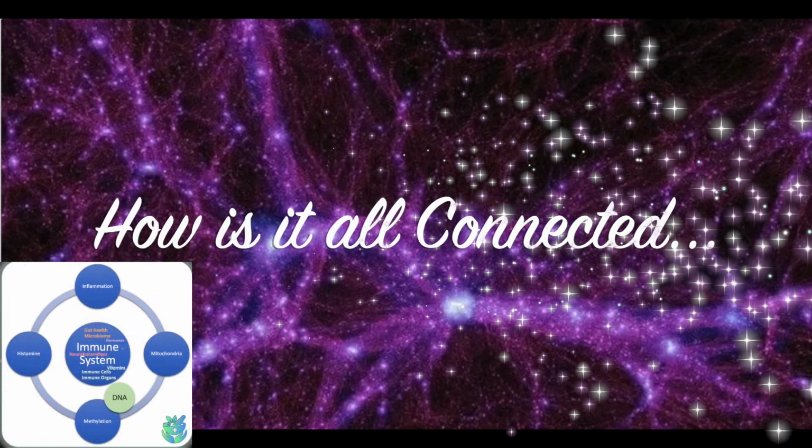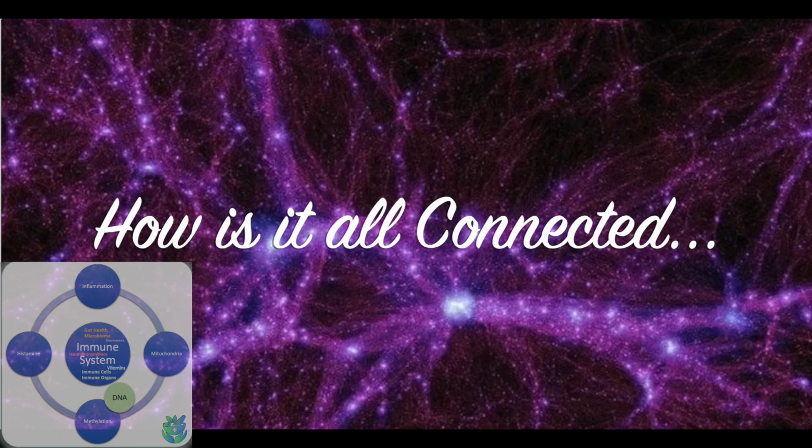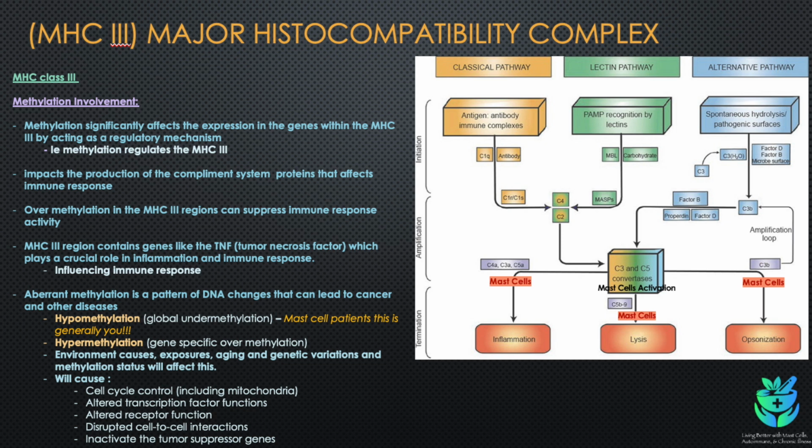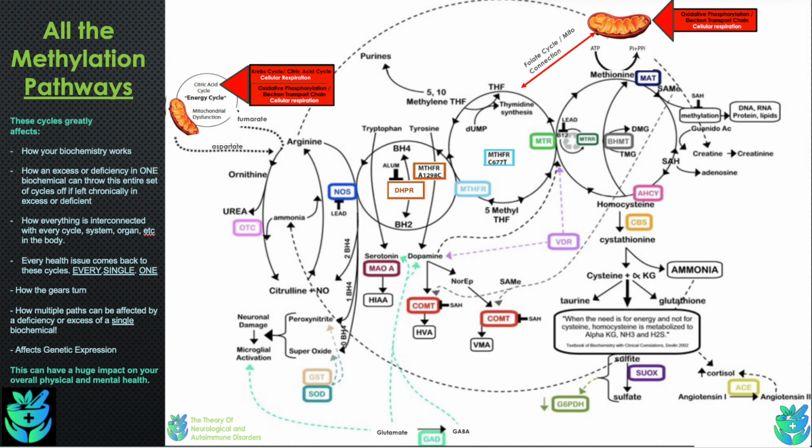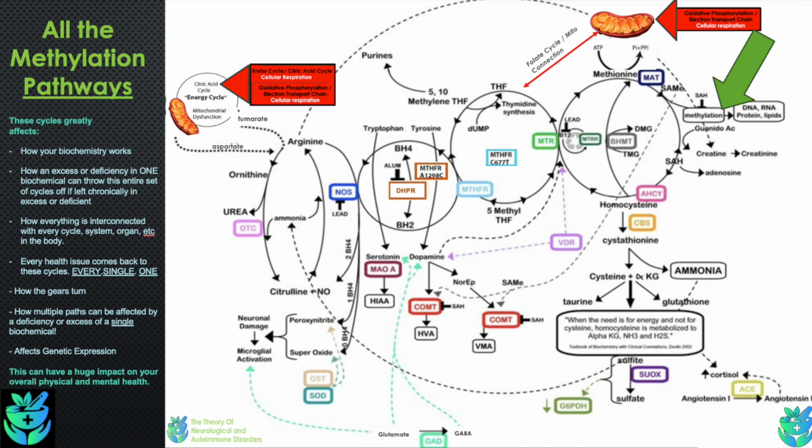It is time for How Is It All Connected? Methylation significantly affects the expression of the genes within the MHC3 by acting as a regulatory mechanism. It impacts the production of the complement system proteins that affect the immune response. Overmethylation in the MHC3 regions can suppress immune response activity. The MHC3 region contains genes like tumor necrosis factor, which plays a crucial role in inflammation and immune response. Aberrant methylation is a pattern of DNA changes that can lead to cancer and other diseases.